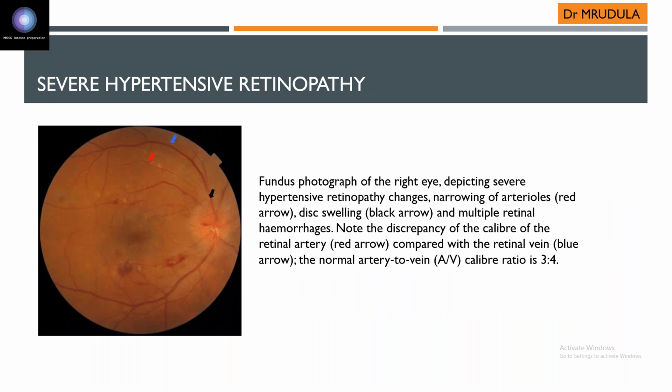Here you can see a severe hypertensive retinopathy. The dark blue arrow is the vein and this is the artery. You can see there is significant arteriolar narrowing. In severe hypertensive retinopathy, there is also optic disc swelling. The normal A to V ratio is 3 to 4, but here there is significant narrowing. Some superficial hemorrhages are there. Some cotton wool spots are also there. You can see these fluffy spots.